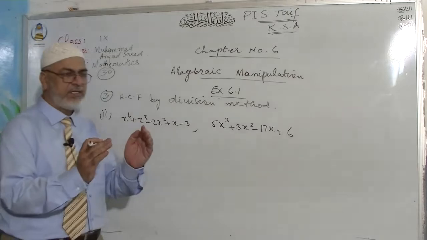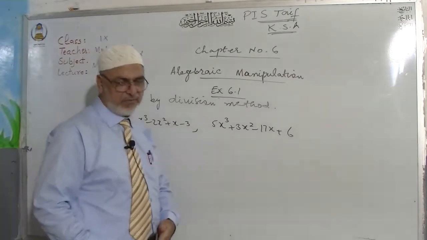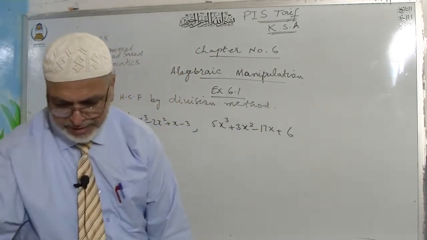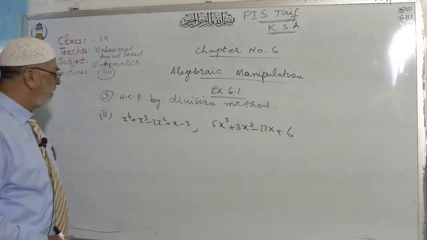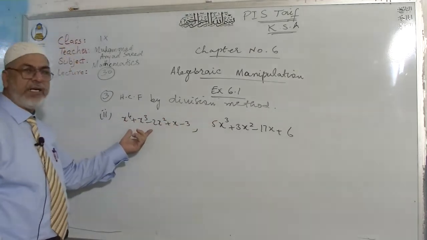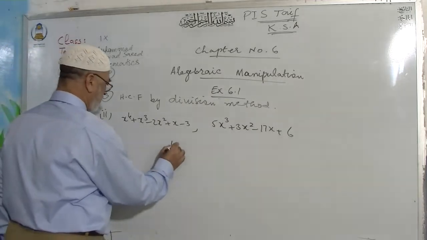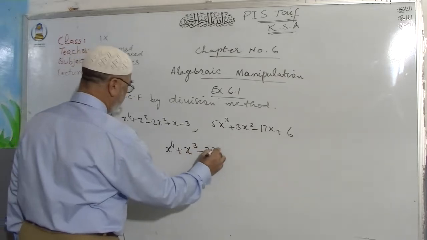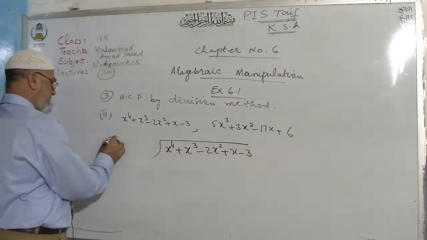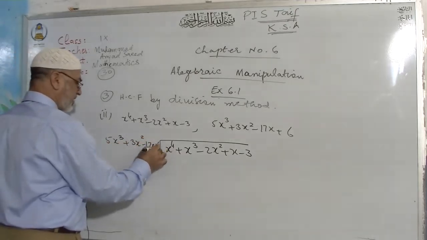First of all, you must check which expression is bigger. Definitely that expression will be bigger whose order is greater. And which order is greater? Degree, this is 4 and this is 3. So definitely this is the greater expression, so you will write down this expression inside: x^4 plus x^3 minus 2x^2 plus x minus 3. Here is 5x^3 plus 3x^2 minus 17x plus 6.